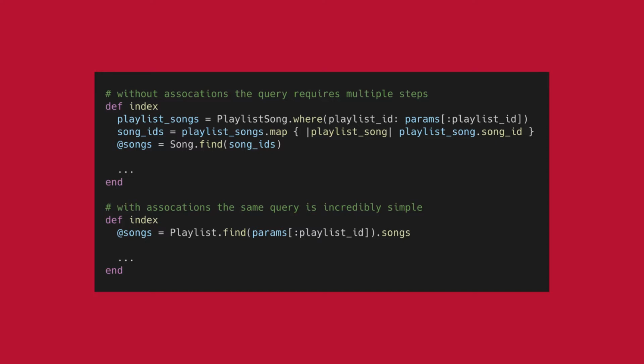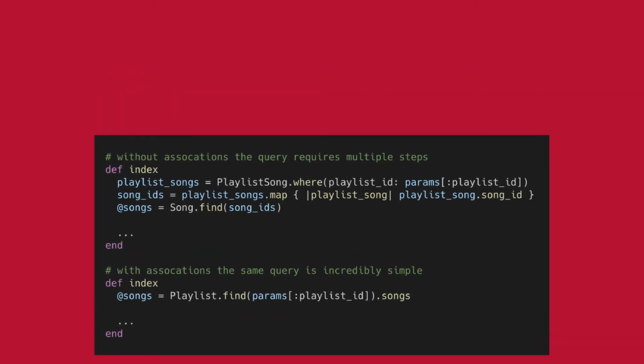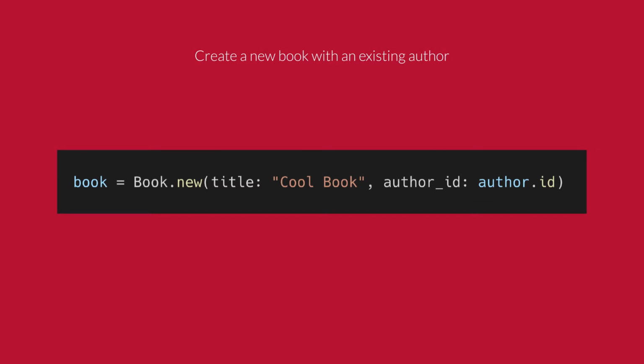It's even nicer when the query involved has a has many through association. If we want to create a new book with an existing author, we might have to perform something like this. We are explicitly setting the author ID here. This isn't too bad, but we already have the author at this point.